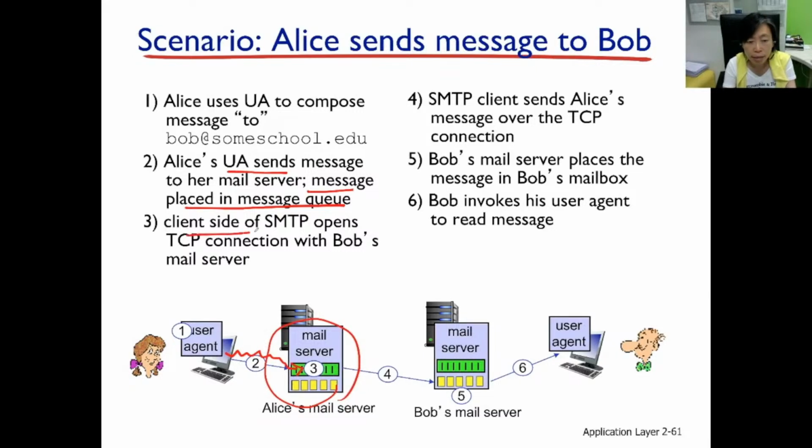And then the client side of the SMTP, which is here, this is the one sending, and Bob's mail server will be the one receiving. So this is the client of SMTP. This is the server of SMTP. So the client side of SMTP will open up a TCP connection. Once the server allows the connection, the client can begin sending Alice's email. So that email will travel, and the server here of Bob's will check whether the receiver is Bob, and therefore put the email into Bob's mailbox.